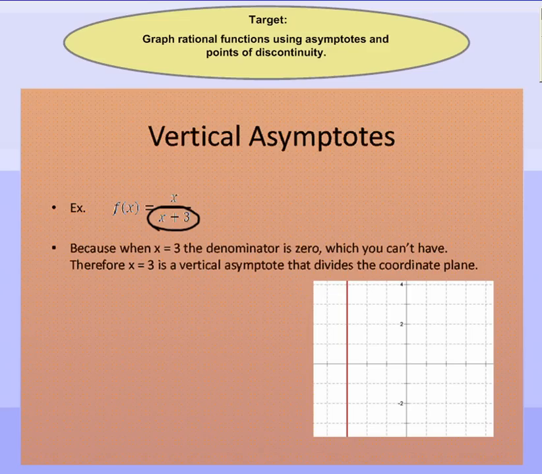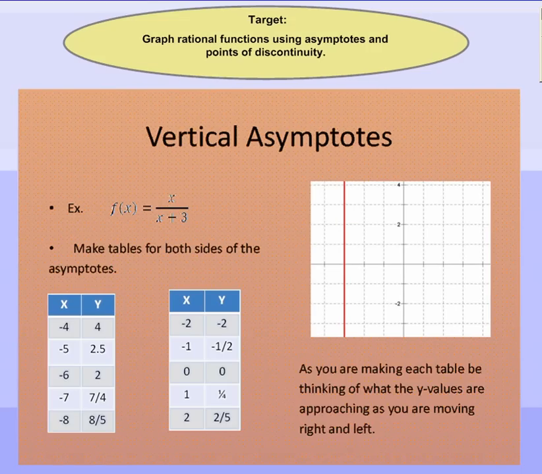That denominator cannot equal 0. So when x equals -3, the denominator is 0. So that means x equals -3 is a vertical asymptote. And that's what you see drawn right here. So now that is a vertical guide. The graph will not cross over that line. So it divides the graph into two parts. You have a part to the left of the asymptote and a part to the right of the asymptote. And I've made two tables.